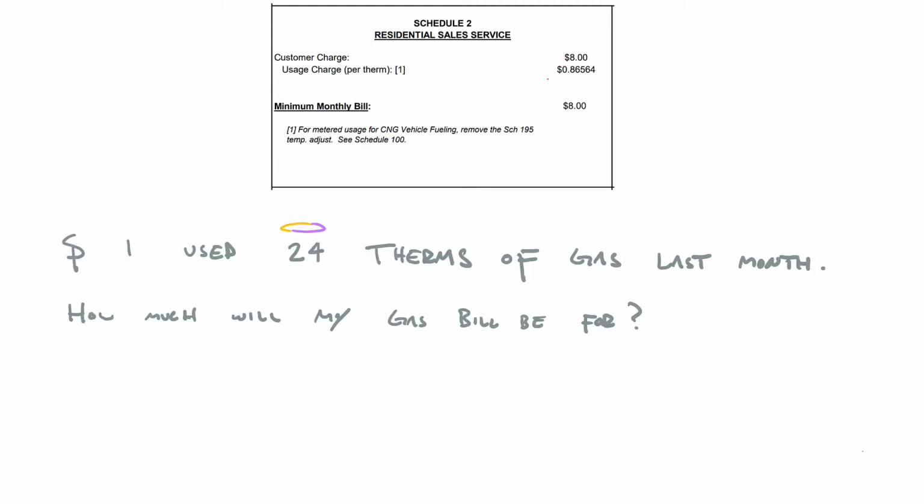Okay, so what I want to do is I'm going to use a theoretical number here. Let's say that we use 24 therms of gas in a single month. So how much is my gas bill going to be if I use 24 therms? Well, we have to set up an equation, right? First, we're paying this flat rate of $8. And then we're going to add to that 0.86564 multiplied by the number of therms that we use. And I'm just going to use the variable t to set up this equation. And that is going to be the total cost of my specific bill.